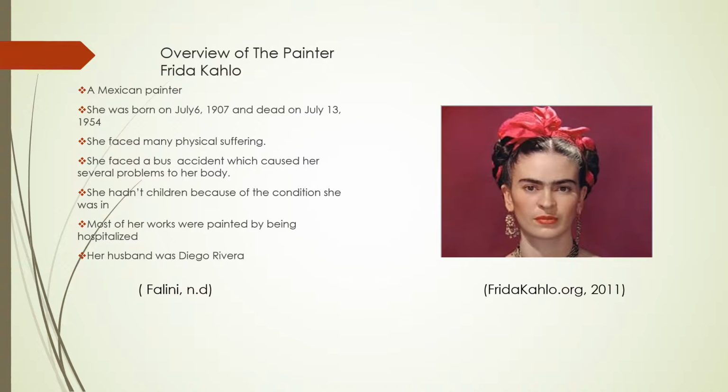Going through the overview of the painter Frida Kahlo, she is a Mexican painter. She was born on July 6, 1907, and died on July 13, 1954. She faced a lot of physical suffering in her life. She faced a bus accident which caused her several problems to her body. She had no children because of the condition she was in, being in the hospital because of that accident. Most of her works were painted while hospitalized. Her husband was Diego Rivera.